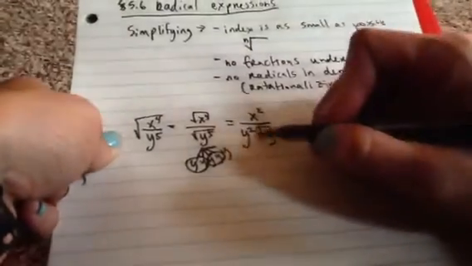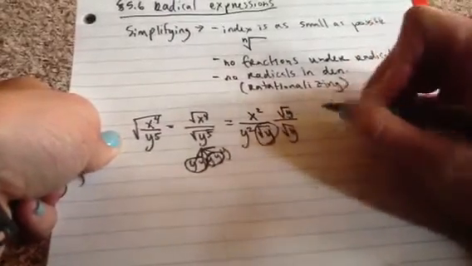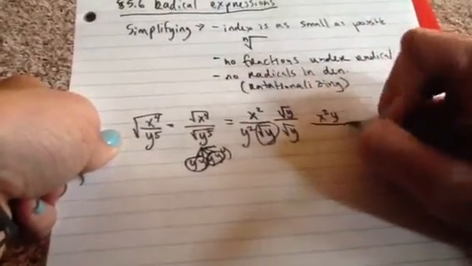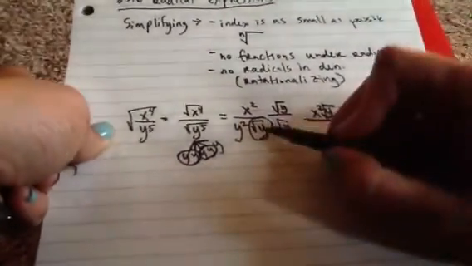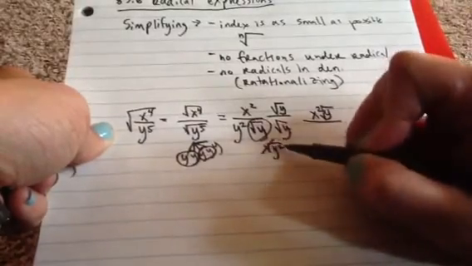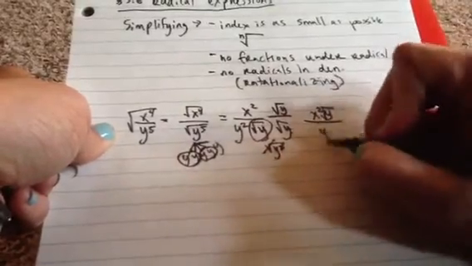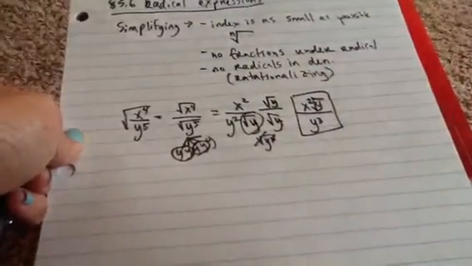Now in order to get rid of this square root of y, we have to multiply top and bottom by the square root of y. So we have x squared times root y on top, and when we multiply those two, we end up with the square root of y squared, and those cancel. We end up with y to the 3rd in the denominator. So that would be our answer.